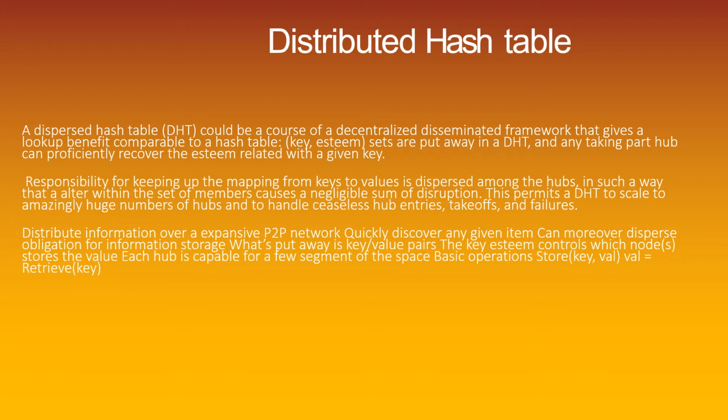And coming to the responsibility, keeping up the mapping from keys to values is distributed among the nodes in such a way that a change in the set of participants causes a minimal amount of disruption. This allows a DHT to scale to extremely large numbers of nodes and to handle continuous node arrivals, departures, and failures. Distribute data over a large P2P network, quickly find any given item, and also distribute responsibility for data storage. What's stored is a key-value pair. The key value controls which node stores the value.